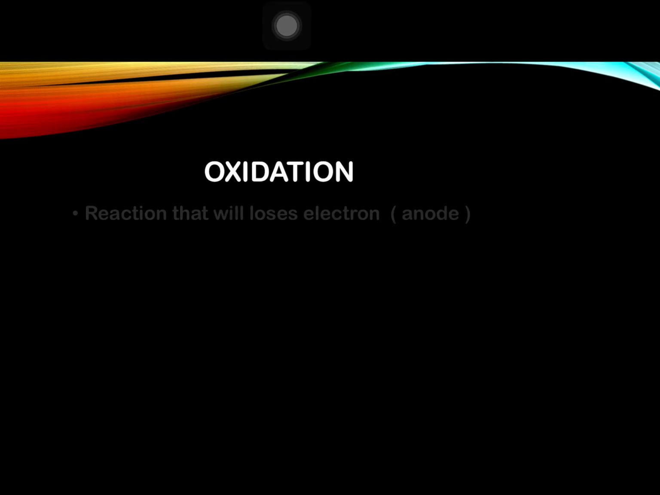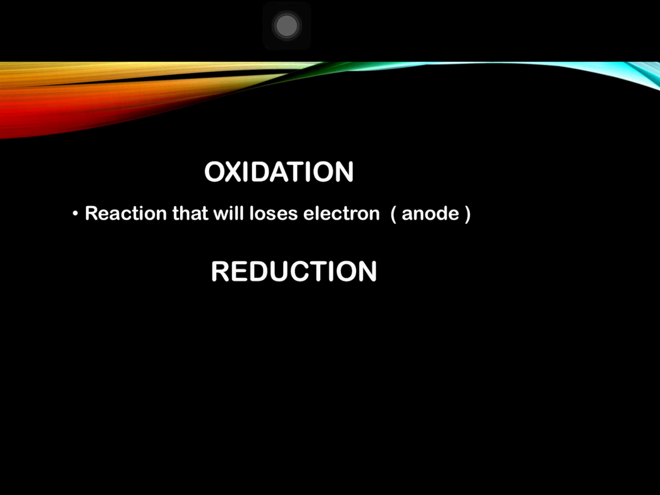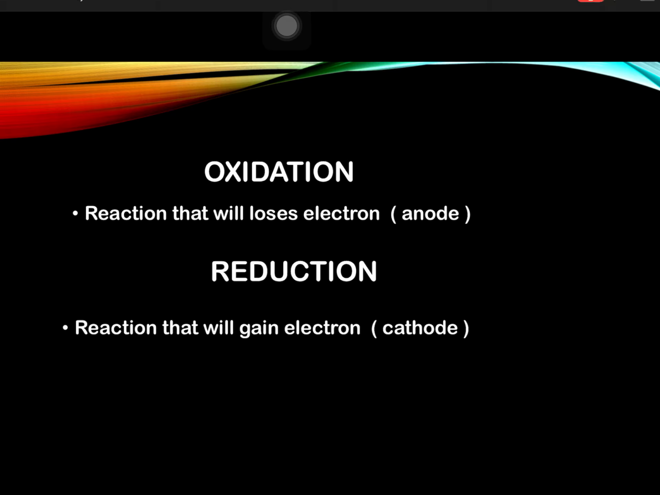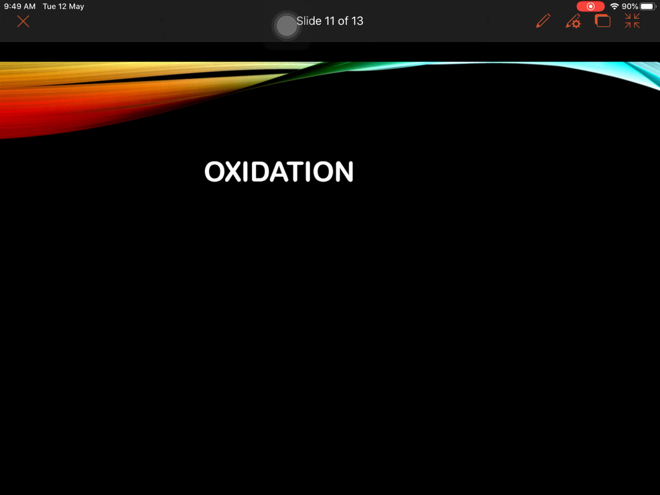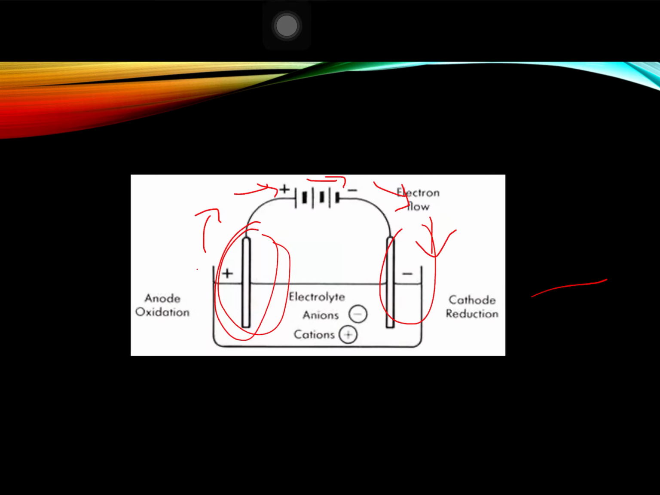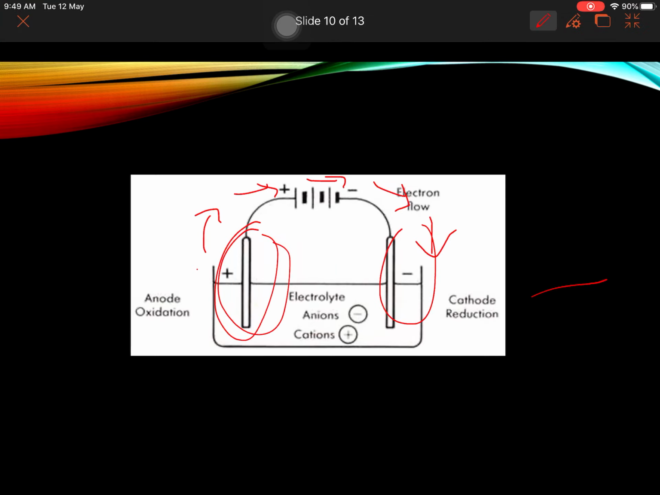At the same time, reduction is the reaction that gains electrons. That means it receives electrons. So back to the slide just now, which one receives electrons? Okay, so cathode will receive electrons. That means cathode will undergo reduction.